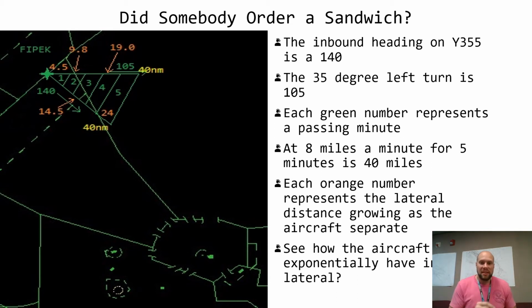Each green number you see there represents a passing minute off of FIPEC, 1, 2, 3, 4, 5 as it goes southeastbound. And that is because 8 miles a minute for 5 minutes is 40 miles. So you see those yellow numbers there, right? We're looking out 5 minutes into the future at 40 miles. Perfect. Each orange number represents the lateral distance growing as the aircraft separate, right? We covered this: 4.5, 9.8, 14.5, 19 even, 24 even.